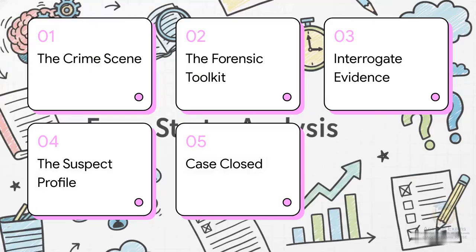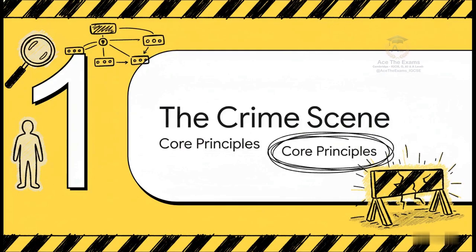Here is our mission briefing and the strict investigation docket we'll be following today. First, we secure the crime scene. Second, we unpack the forensic toolkit. Third, we start interrogating the evidence. Fourth, we build the suspect profile. And finally, we lock it all down with case closed. Let's move. Section 1. The crime scene.